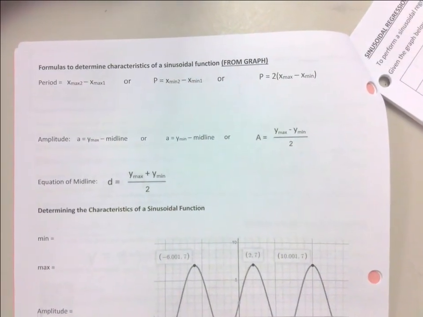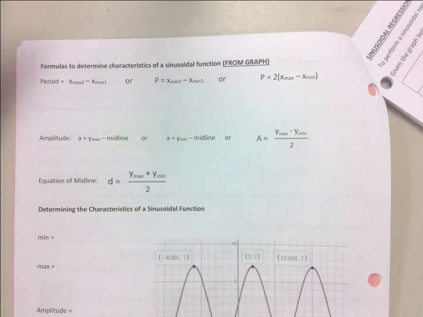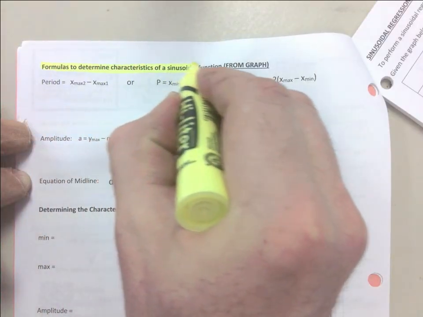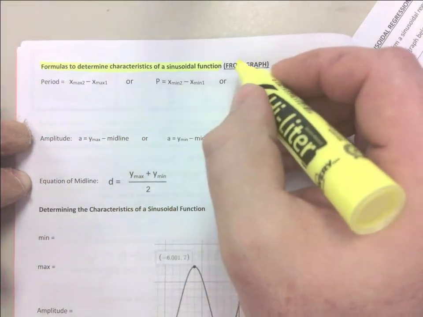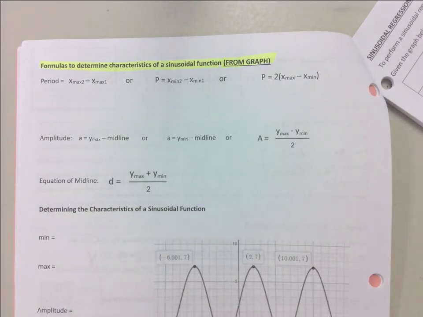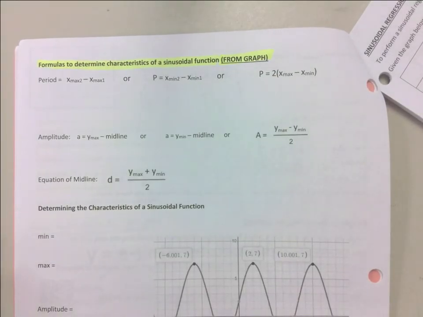This is also a study sheet entry, guaranteed. Formulas to determine the characteristics of a sinusoidal function from the graph. So you get it from the graph. You figure all of this out yourselves. This is on page 5.